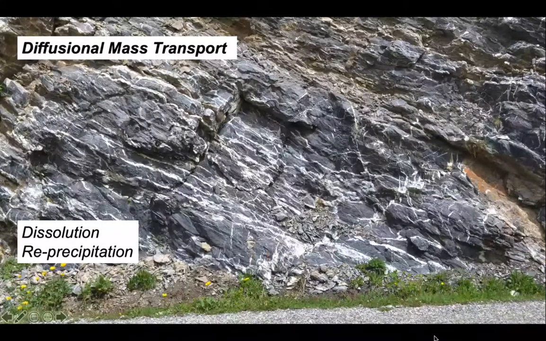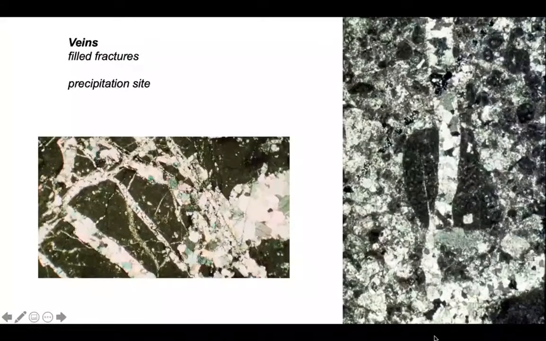Collectively, these processes form a deformation mechanism that structural geologists call diffusional mass transfer, or DMT for short. And we'll look here at how DMT is represented in deformed rocks and how we can use some of its features to chart the deformation. Well, let's start off with veins.